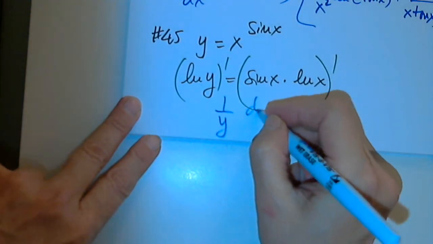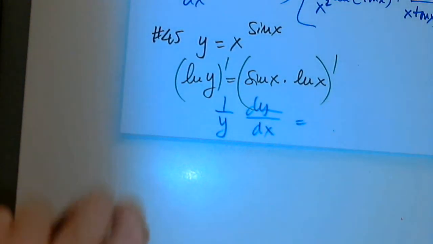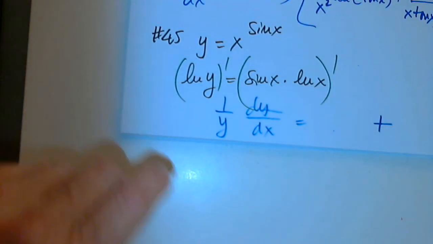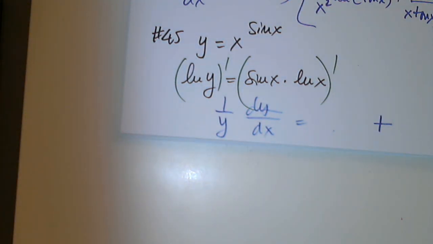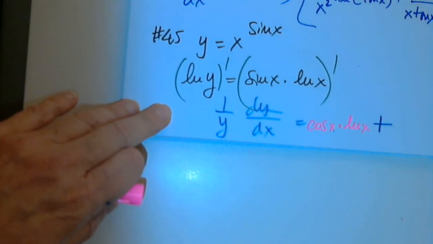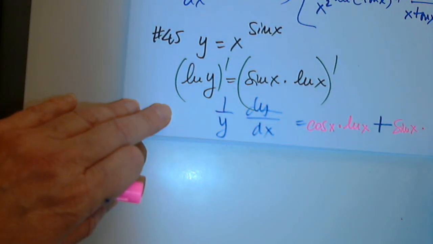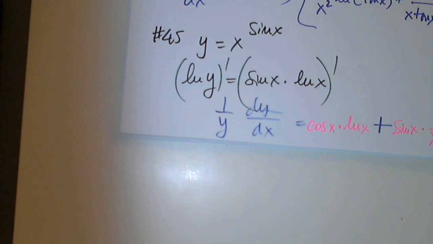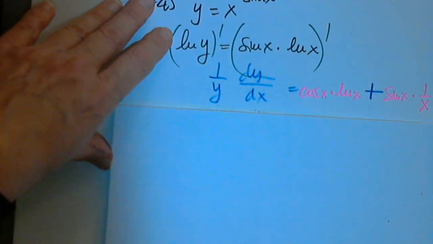So 1 over y dy over dx equals, now careful with the right-hand side because this is a product, and since it is a product, I have to have a sum of two different products. The first product would be sine prime, which is cosine x, times natural log x. Now I copy sine x and times 1 over x, a derivative of natural log. As you know, I like to do everything 1, 2, 1, 2, but you can twist it the way you like. I accept anything that works for you, it works for me.